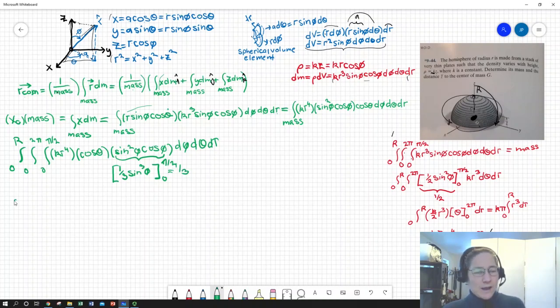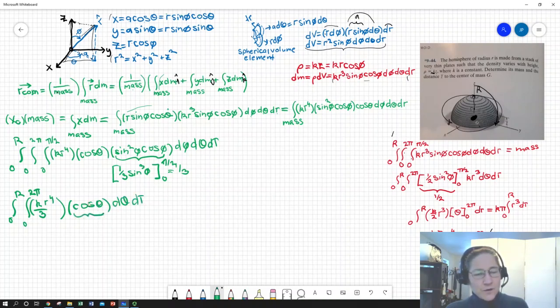So now I have the integral from 0 to R, integral from 0 to 2 pi of k r to the 4th over 3, none of which is theta dependent, times cosine theta d theta dr.